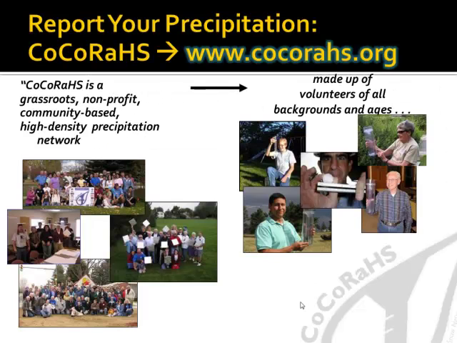So Amanda, we need the precipitation. We want the precipitation. How can folks get involved? Well, to report your precipitation, whether it be winter precipitation or even over the summer, we have this site called CoCoRaHS, and CoCoRaHS is a grassroots, nonprofit, community-based precipitation network made up of volunteers from across the state. And for more information on this, you can go to CoCoRaHS.org.